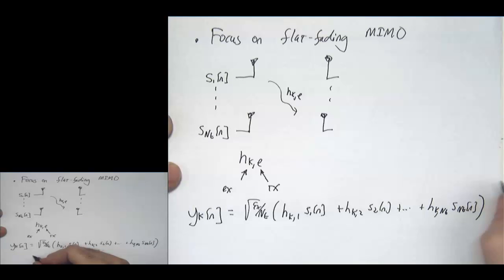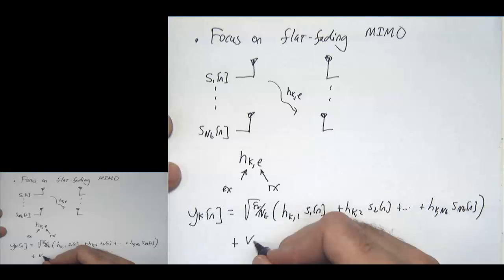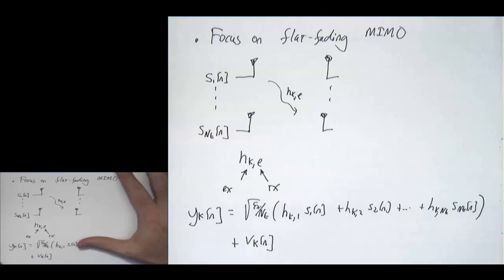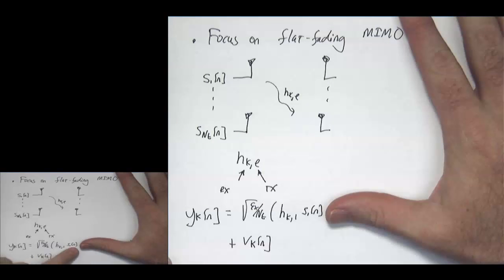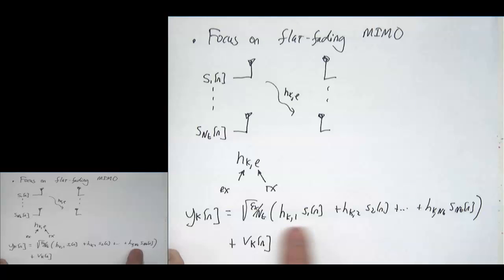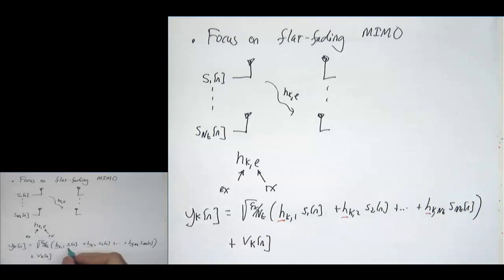And then we also have to remember that there's still going to be additive Gaussian noise, and we'll call that vk of n here. So a main difference between the scalar case and the spatial multiplexing case: if we had just a single transmit receive antenna, there would just be one symbol, one channel coefficient, one noise term. Now we have still one noise term, but we have a whole bunch of channels, and we actually have a mixture between the different channel coefficients and the different symbols.